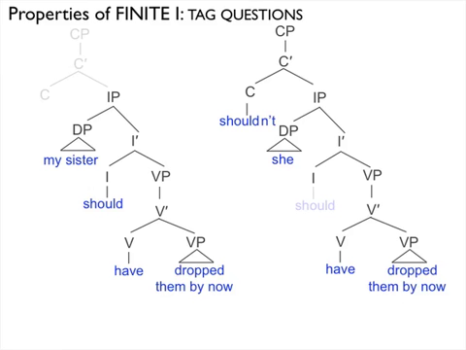Okay, so let's take a case where we have my sister should have dropped them right now, and here we've got two auxiliaries, right? How are we going to get that other auxiliary in there? We've got should in the I slot. We don't really want have to be in the I slot, right? Because it's not the thing that's carrying the inflection, the tense and agreement, those inflectional properties. It's in a certain inflectional form, a certain verb form. In this case, it's in the infinitive verb form.